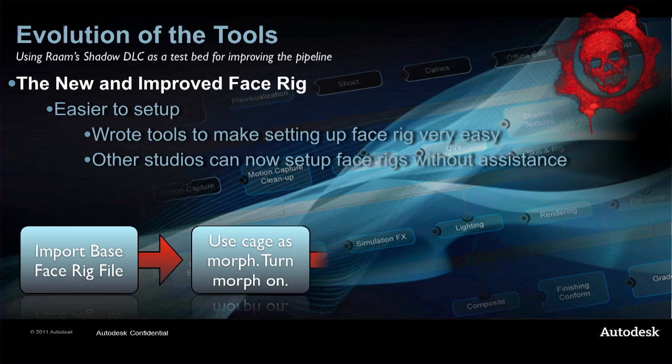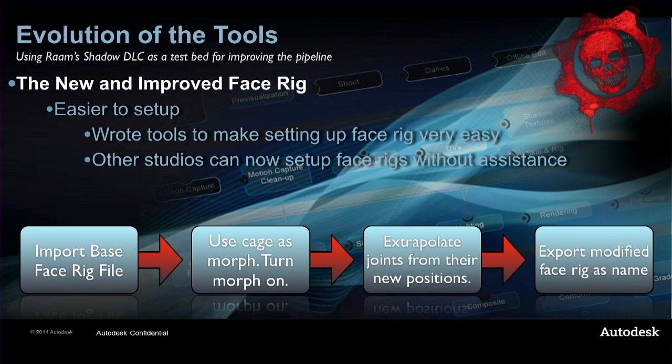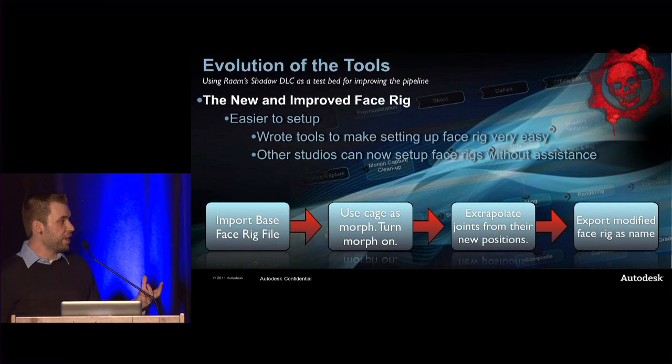So what that last button does is it imports in the base face rig file. That face rig file is just the initial cage with the locators, with the controls, and some joints that are all constrained. So if you make a morph target and you move that cage, all the other stuff follows. So it imports it into your scene. It uses the cage that you fit to your model as a morph, and it turns it on.